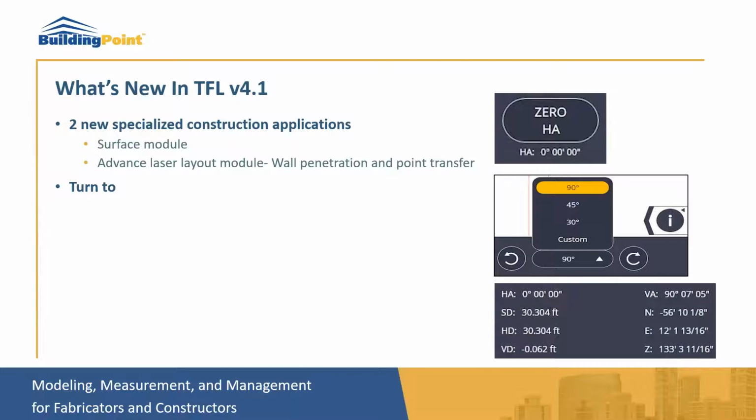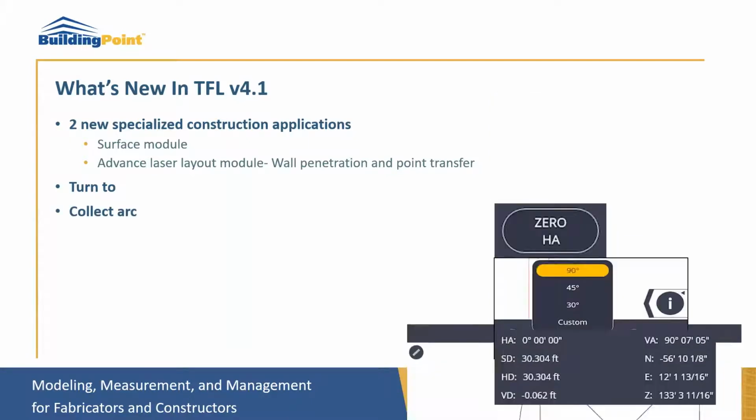The turn to function was enhanced in version 4.1, so we are now able to set our horizontal angle to 0 and then have our instrument turn to the right or to the left with some preset angles of 90, 45, or 30 degrees. But we can also enter a custom angle if required. So it can be useful in some applications if we wish to use the instrument a bit like a theodolite. And also in that window, they now have the display of the angles, slope distance, horizontal and vertical distance, and coordinates that's available throughout that view.